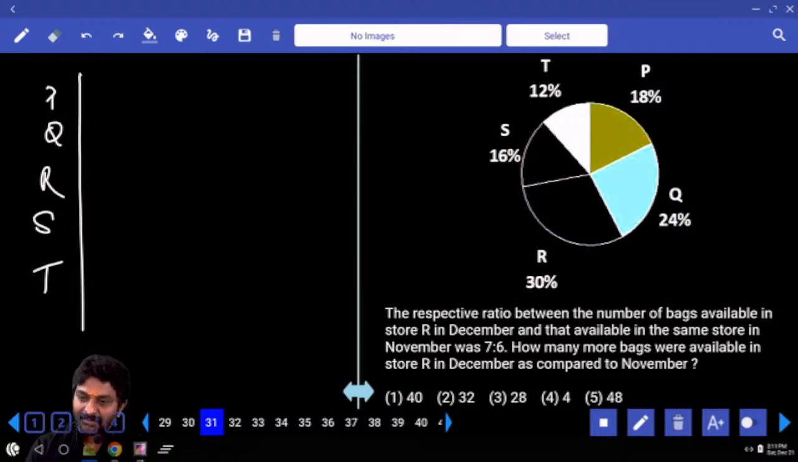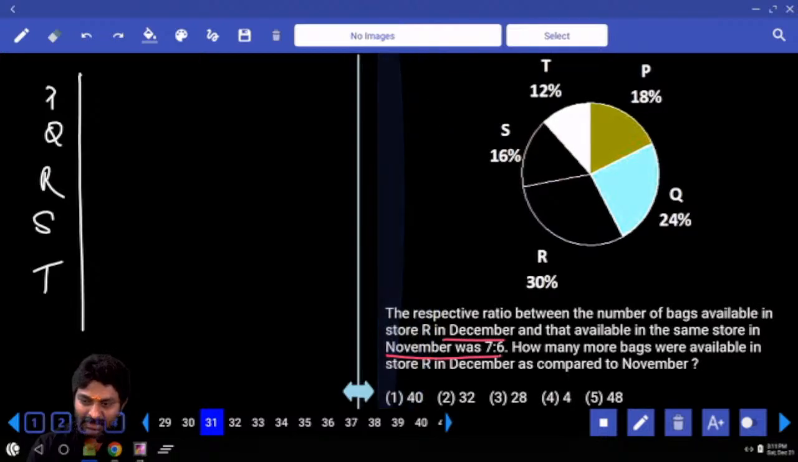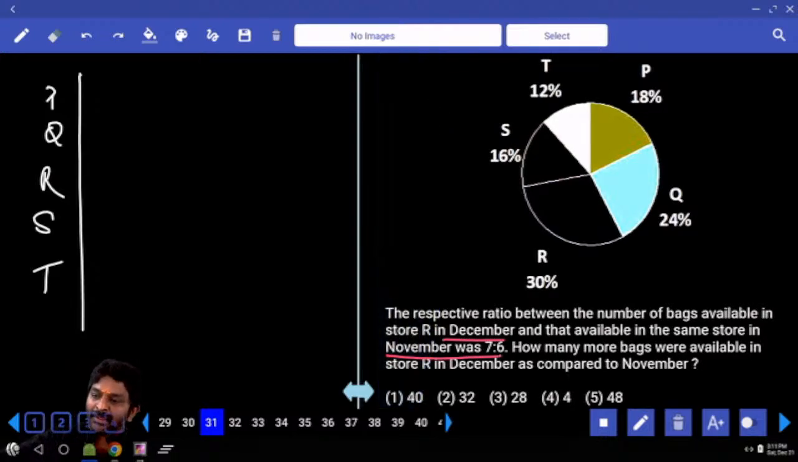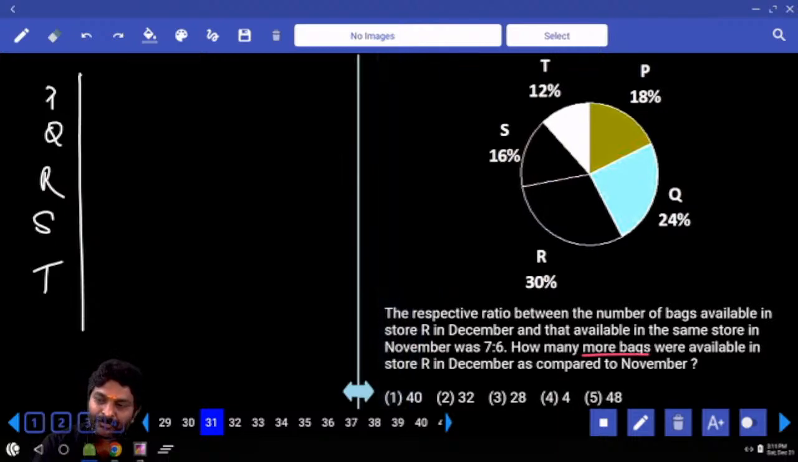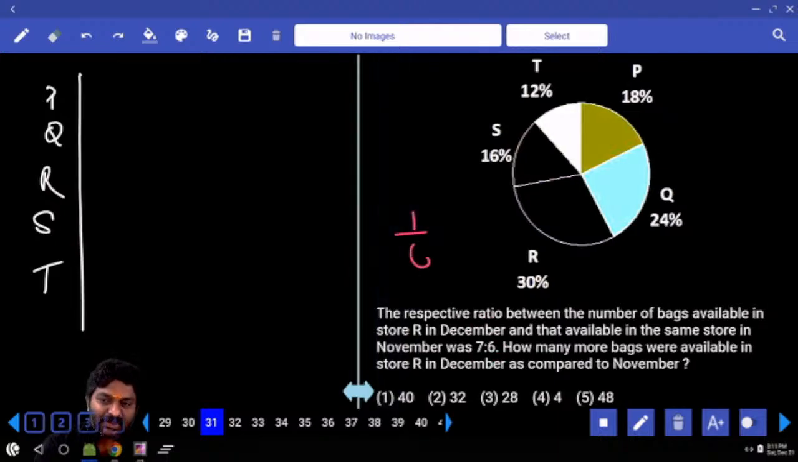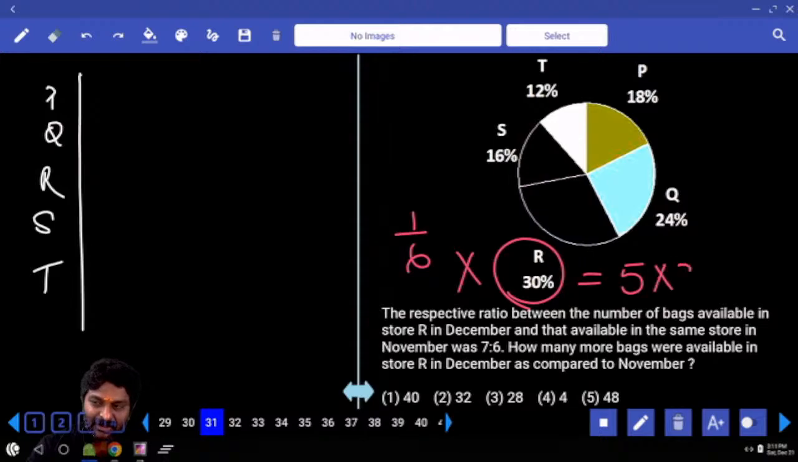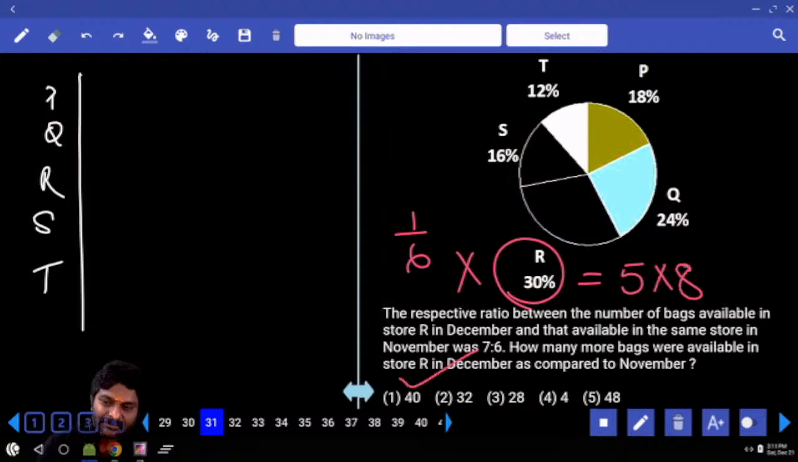Bags available in store R in December and that available in November was 7:6. Find how many more bags were available in store R in December as compared to November. How many more bags? Correct? In December, how many parts we have? 7. November, how many parts more? Which is 1/6, right? Bag R, right? 1/6 of 30, 5%. Where you know 1% value is? Answer.